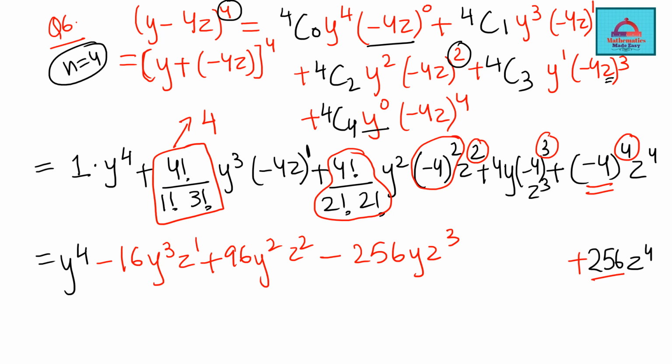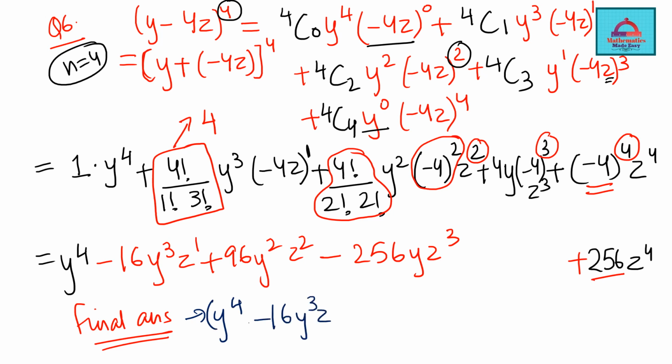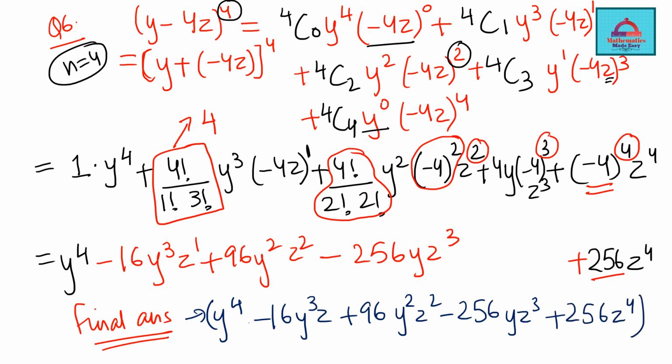Okay, so now we have written all the terms, 1, 2, 3, 4, 5. So the final answer for this question is going to be, let me change color and write, y to the power 4, first term, minus 16 y cubed z plus 96 y squared z squared minus 256 y z cubed plus 256 z^4. So this is how we use the binomial theorem for expanding the binomial and writing the coefficients using the combination formula.